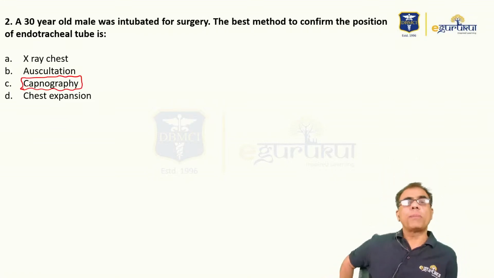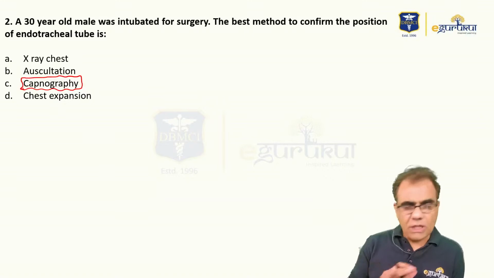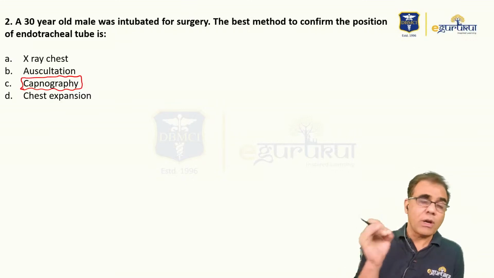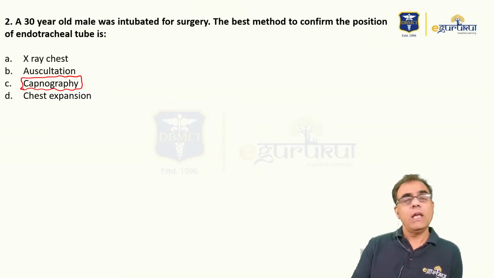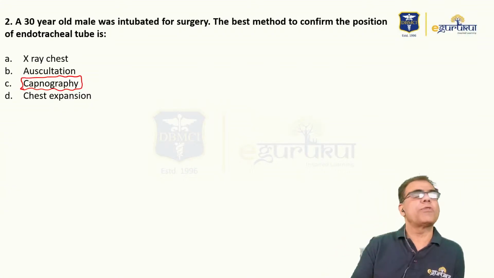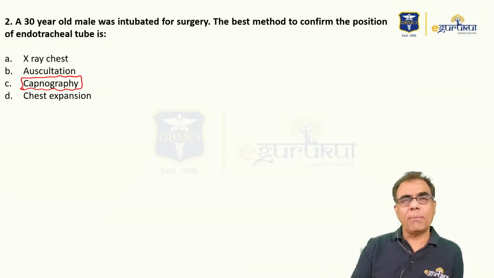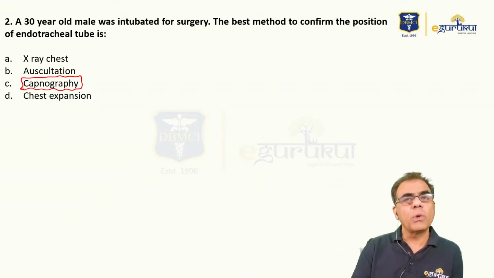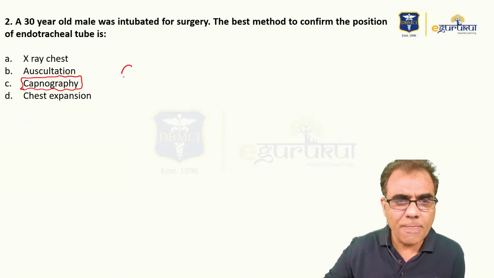Although fiber optic bronchoscopy can also confirm, but that is not practical, and capnography is 100% confirmatory. So we say that capnography is actually the mandatory monitor nowadays if you are giving general anesthesia. So capnography is the surest confirmation of intubation, and as the name suggests, capnography is the measurement of end-tidal carbon dioxide, that is expired carbon dioxide. And obviously carbon dioxide will come out of endotracheal tube only if the tube is in trachea, otherwise from where will it come out. So it is capnography.